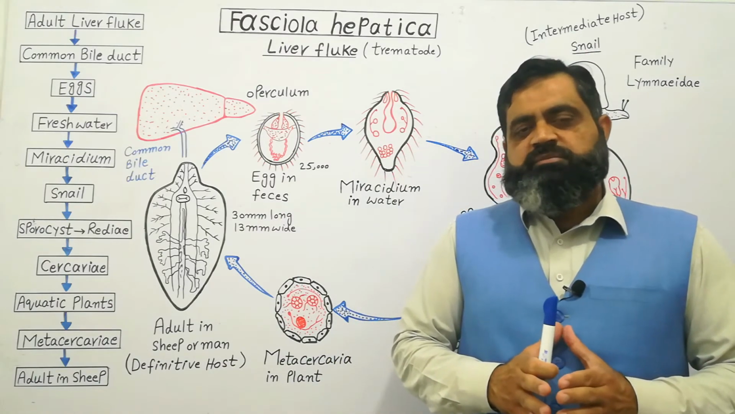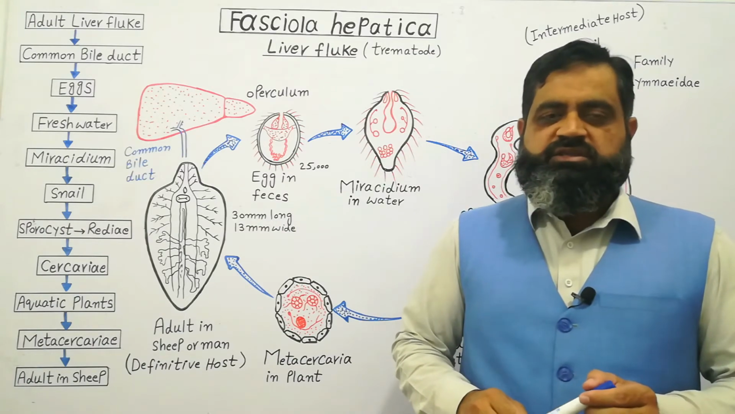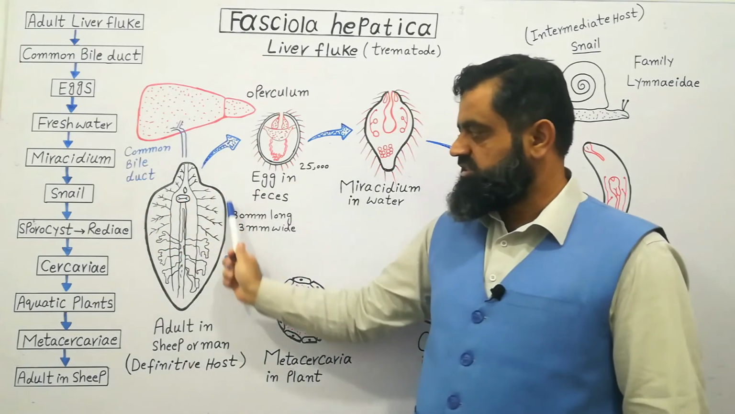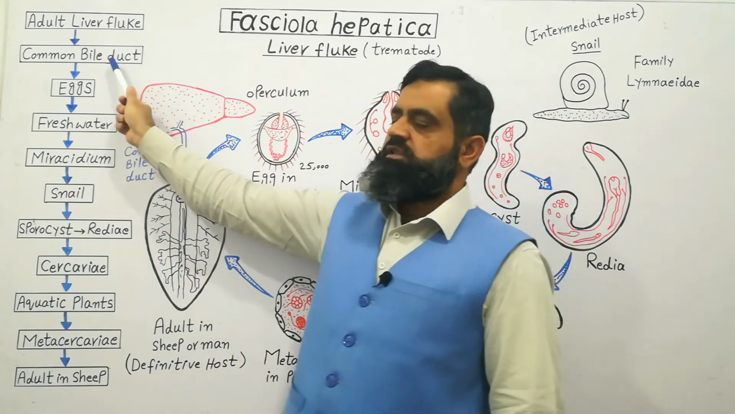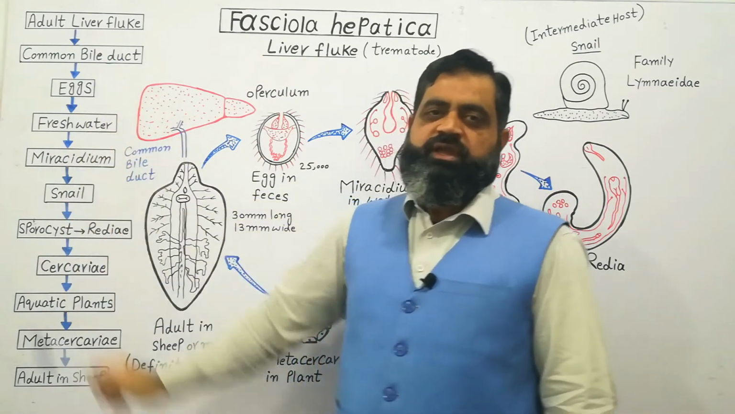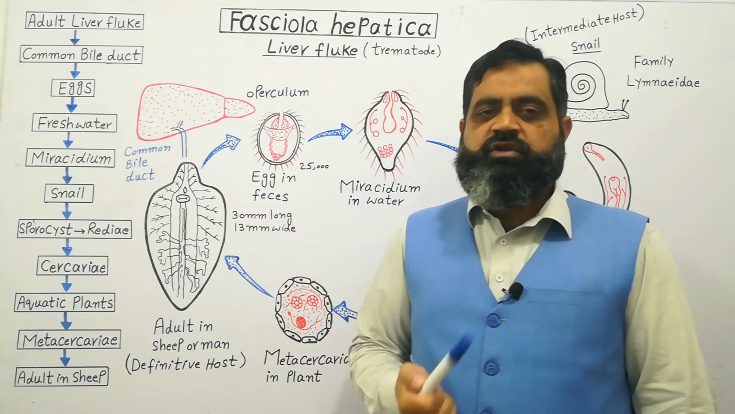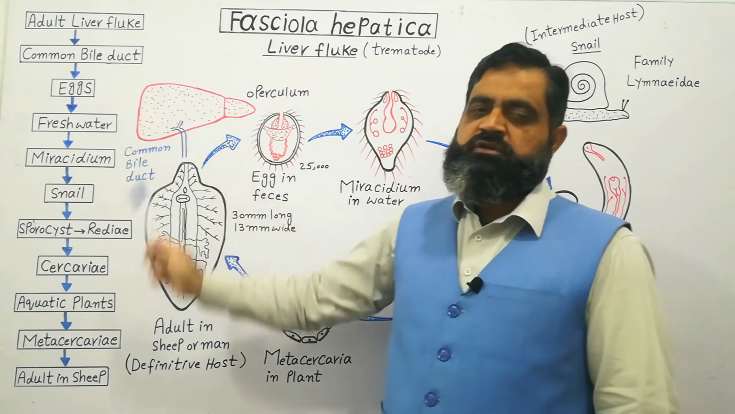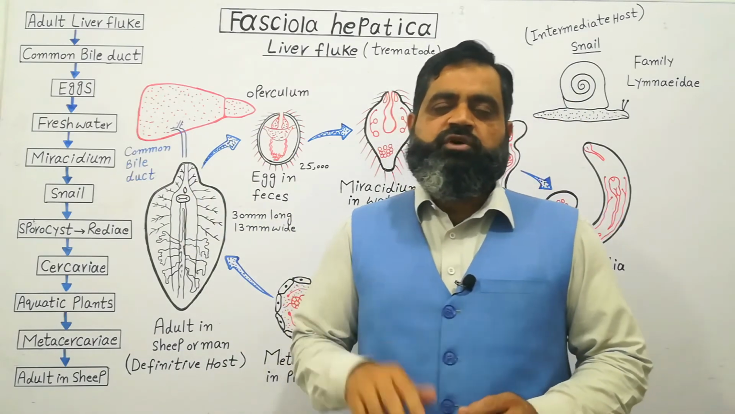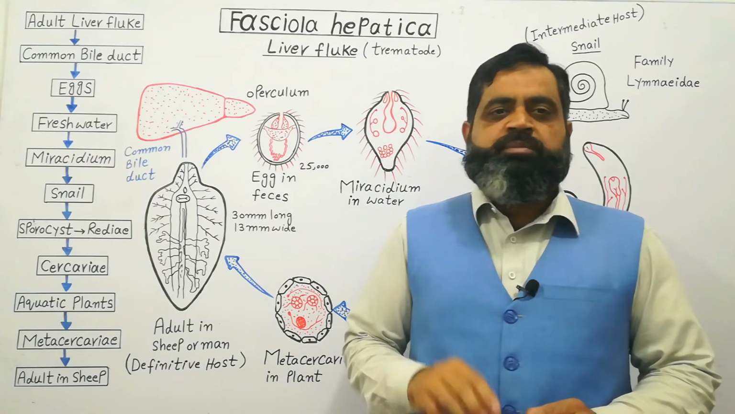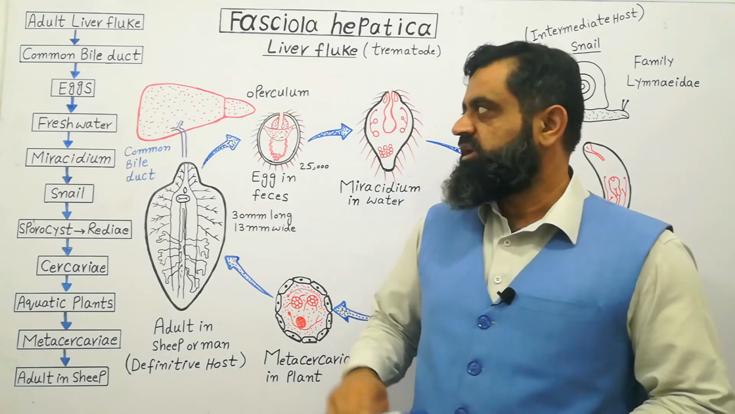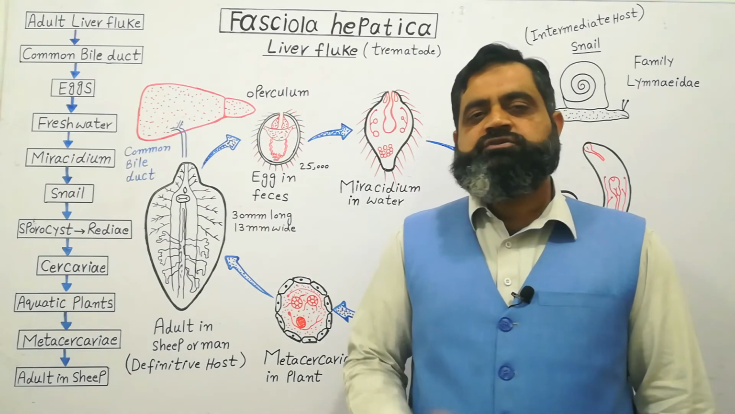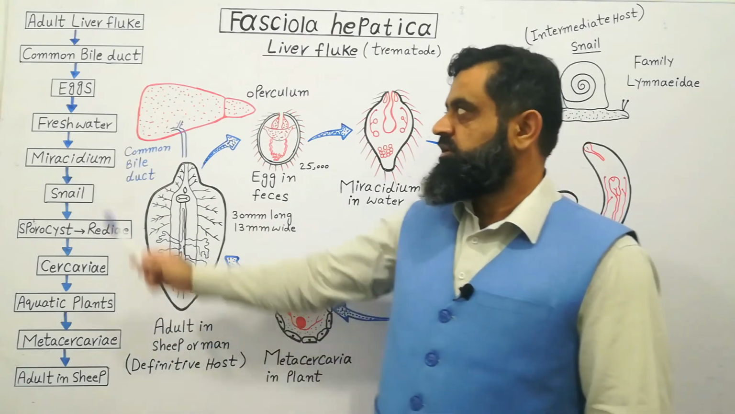I have made a summary of this whole cycle in an easy way to understand. So first of all, the adult liver fluke, as you can see in this diagram, lives in the common bile duct of animals like sheep, buffalo or a human. Common bile duct is a duct which originates from the liver and opens into the small intestine. This liver fluke lives in the bile duct with the help of its suckers.